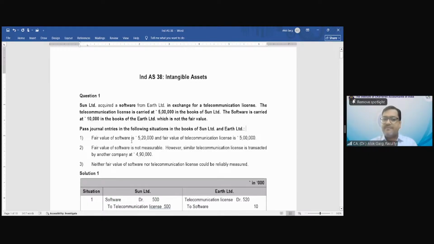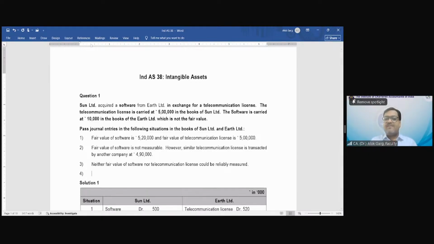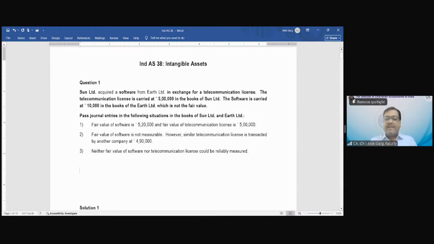Is that clear? So what is the first priority? Fair value of the asset given up. This is the first priority. Right? What is the second priority? Fair value of the asset.